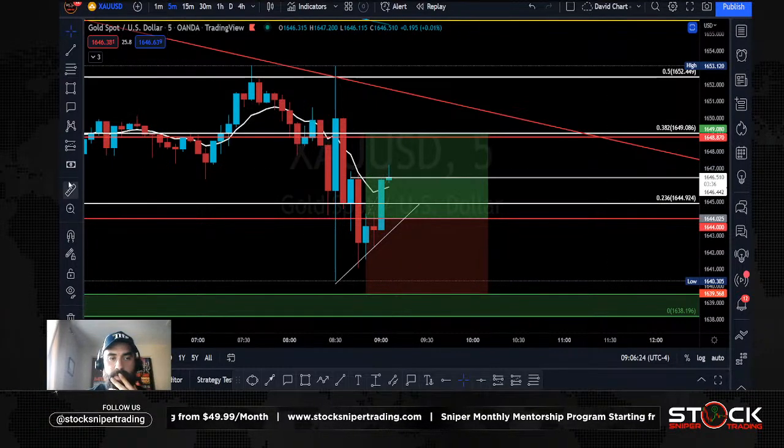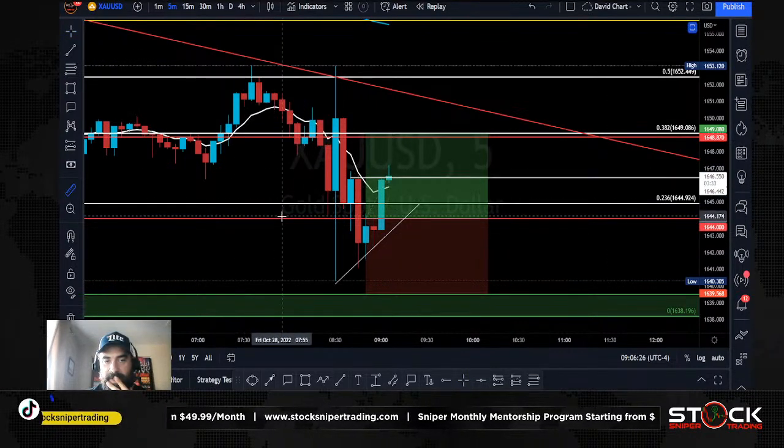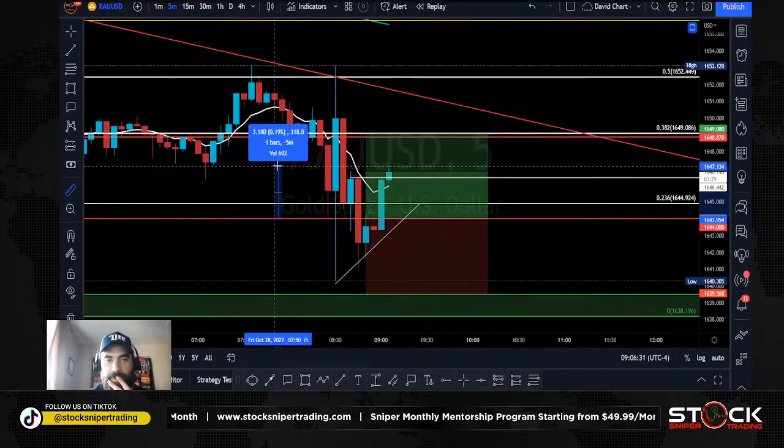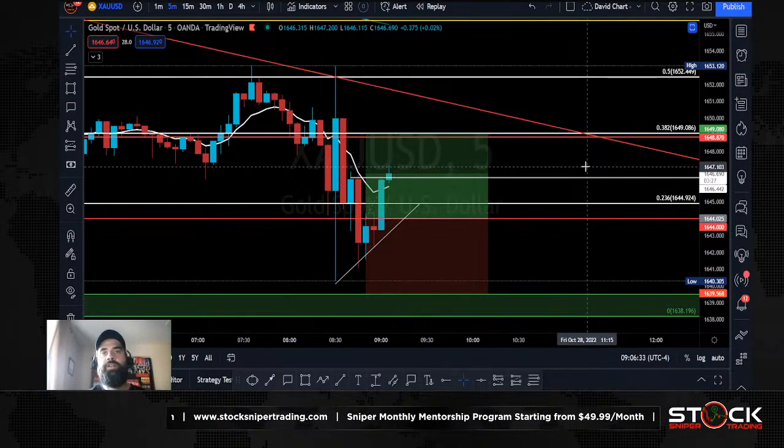Okay, so running a decent, you can see that it's getting rejected there so far. Just closing above the 9, retesting. That's about a 31 pip move, guys.